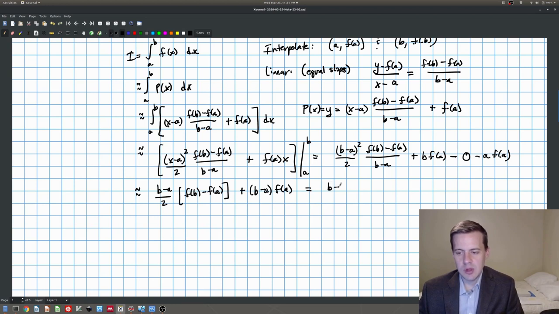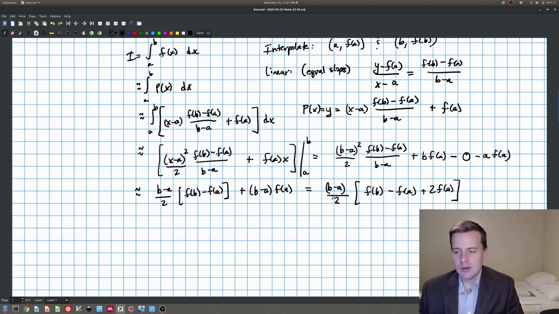So I'm going to do that. Now I'm going to have a (b minus a). And I'm going to pull out an extra 2, and that means I have an extra 2 there. So I'm going to have f of b minus f of a. That comes from these two terms. And then this one, I pulled out a 1/2, so that means I need to put in a 2. So I'm going to have plus 2 f of a.